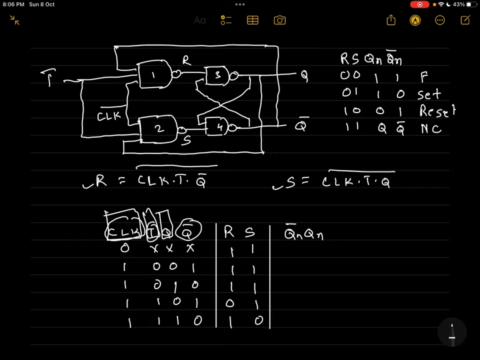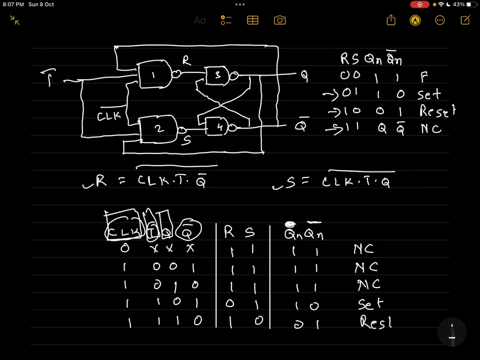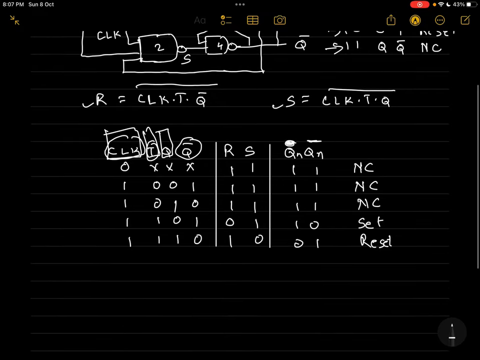Now let's substitute the values into the table for Qn and Qn bar, which are the final outputs. When R and S are 1 1, output becomes 1 1, which is the no change condition. Again 1 1, no change condition. For R equal to 0, S equal to 1, outputs are going to be 1 0, which is the set condition. And for R equal to 1, S equal to 0, outputs are 0 1, which is the reset condition. Now what is the meaning of it?